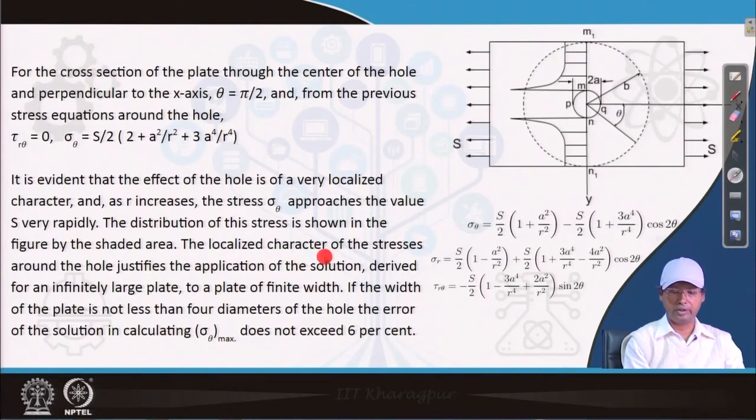The localized character of the stresses around the hole justifies the application of the solution. So, it is said that the solution whatever we have got, if we try to check how far the initial assumption we took holds, that if b is comparatively large with respect to a, the uniform stress remains. So, whether that is prevailing or not, it is said that a little distance apart only, it becomes uniform. So, the localized character of the stresses around the hole justifies the application of the solution derived for the infinitely large plate to a plate of finite width. So, that finite width is b.